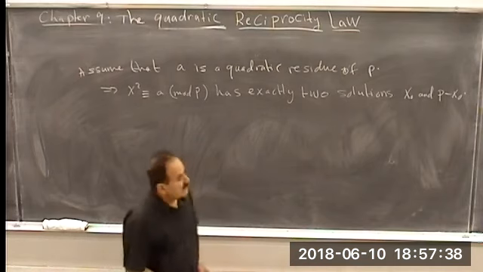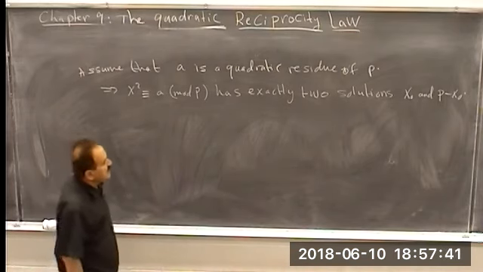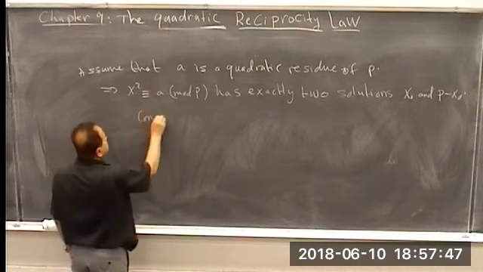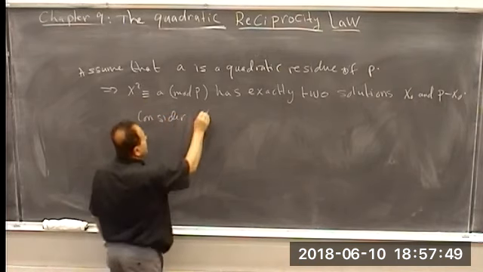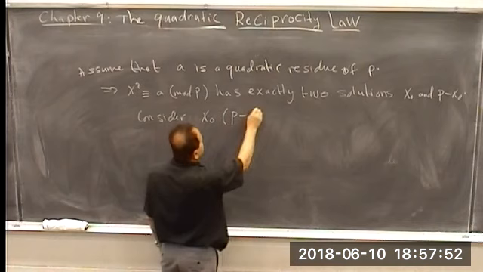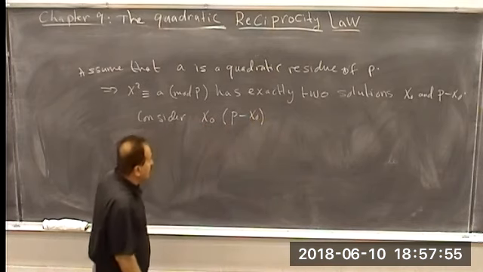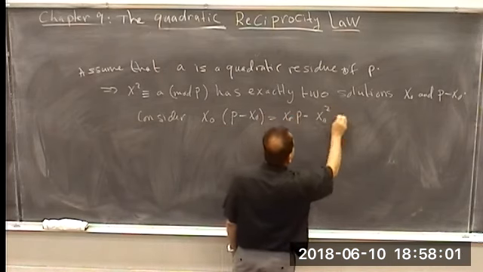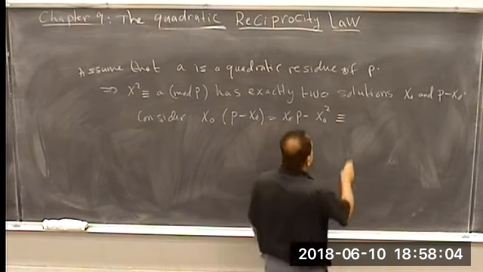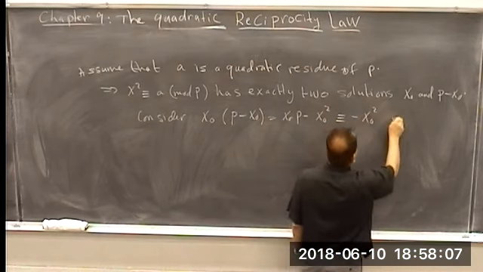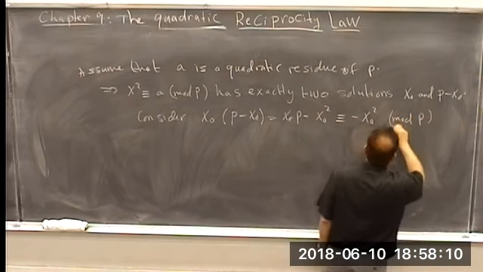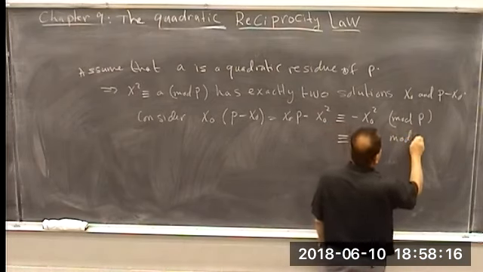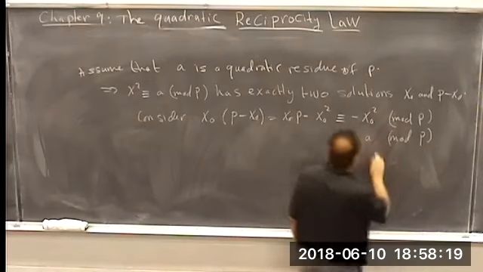All right. Now, let's consider this. x sub 0 multiplied by p minus x sub 0. This is equal to x sub 0 times p minus x sub 0, which is congruent mod p to negative x sub 0 squared, and this is going to be congruent to negative a mod p, because x sub 0 squared is congruent to a, because it's a solution.